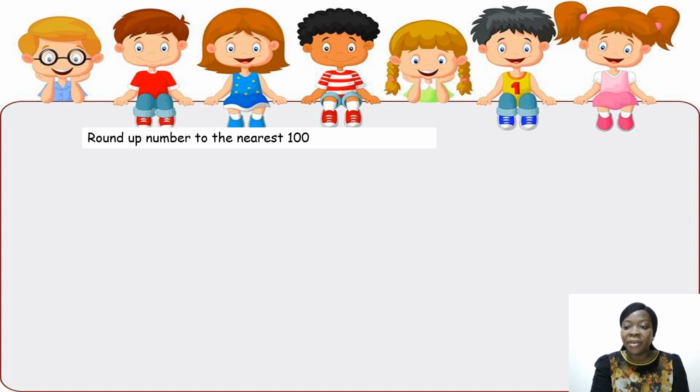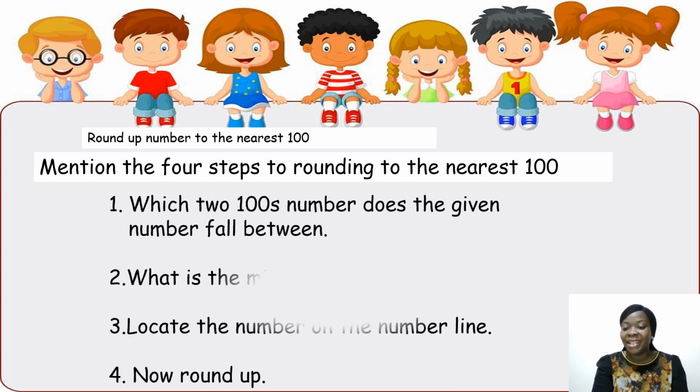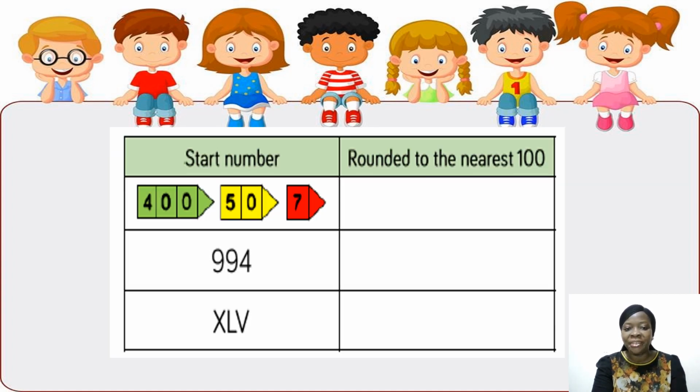Rounding numbers to the nearest 100. Mention the four steps to rounding to the nearest 100. I bet you already know it's the same rule as rounding to the nearest 10. Okay, so which two hundreds numbers does the given number fall between? What is the midpoint? Locate the number on the number line and then round up or round down. Now have a go at these questions.